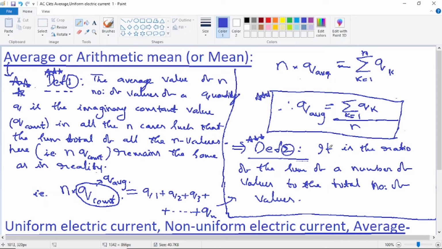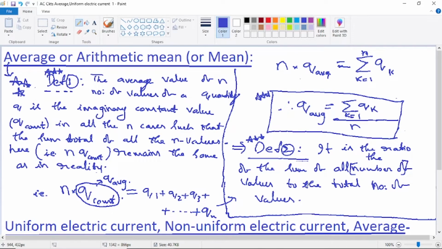So more clearly, it will be much more clear if it's written like this. Just observe, it's the ratio of the sum of all the values to the total number of values. I'll just change it slightly: all the values. This is much clearer. It is the ratio of the sum of all the values.